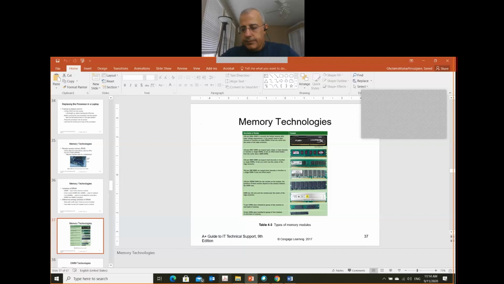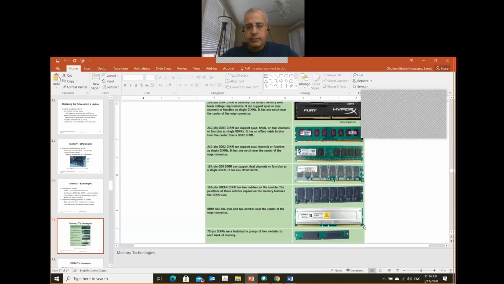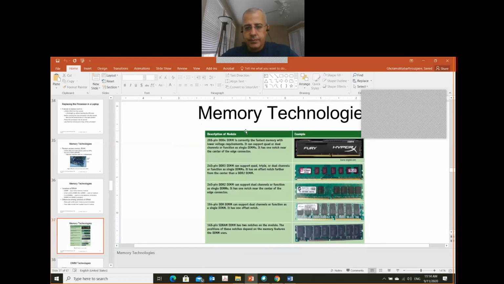Here in this picture, at the top, you see a 288-pin DDR4 memory module. It has one notch here. So these are recognized by their pin, number of pins, and also the number of notches. Here in this one, DDR4, which is the fastest type of memory or random access memory, we have 288 pins and one notch in the middle.